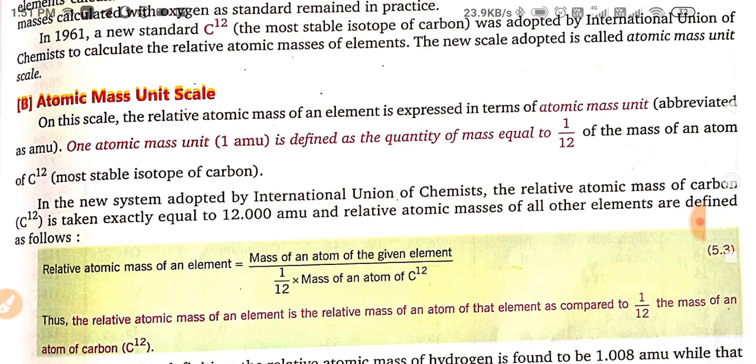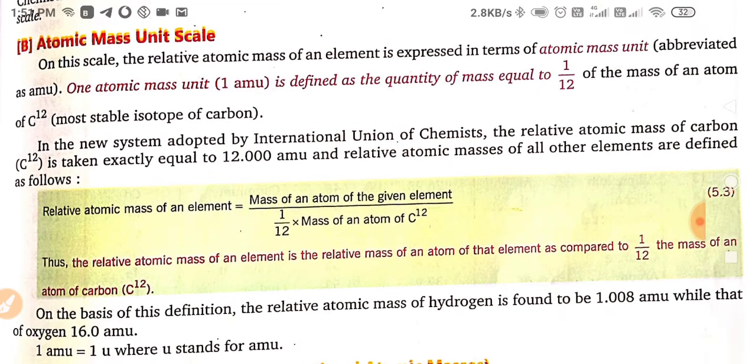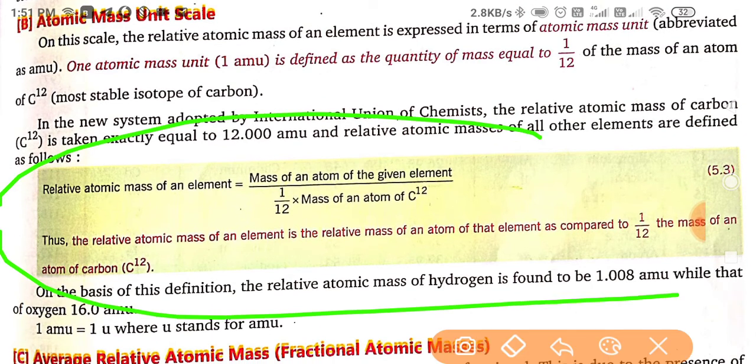On this scale, the relative atomic mass of an element is expressed in terms of atomic mass unit, abbreviated as AMU. One atomic mass unit is defined as a quantity of mass equal to 1 upon 12th of the mass of an atom of C12, the most stable isotope of carbon. So according to the new International Union of Chemists standard, the relative atomic mass of an element is equal to the mass of an atom of the given element upon 1 upon 12 the mass of an atom of C12, because now the standard isotope is taken as C12.